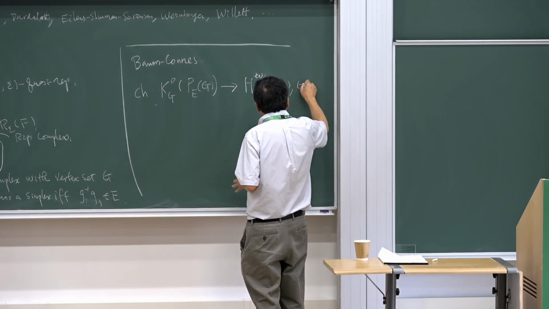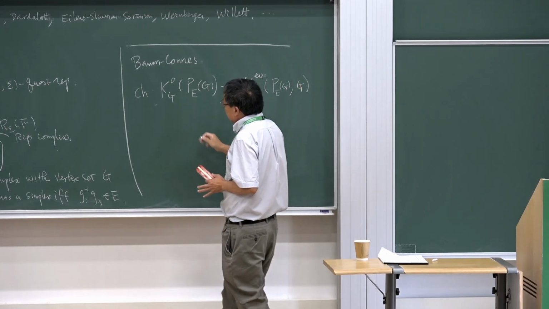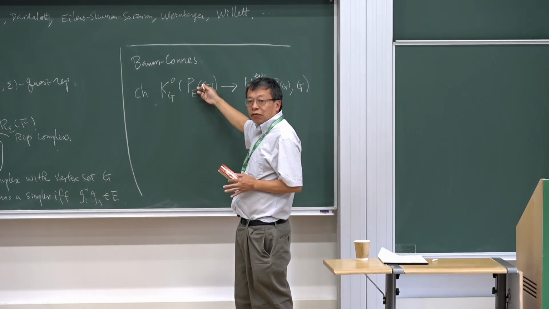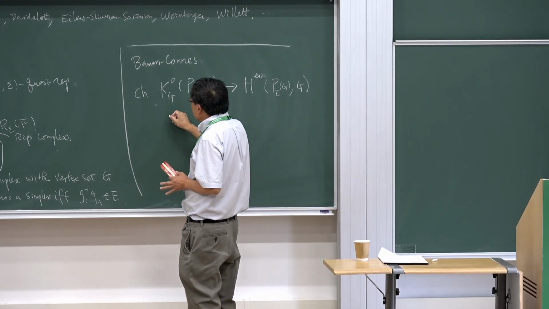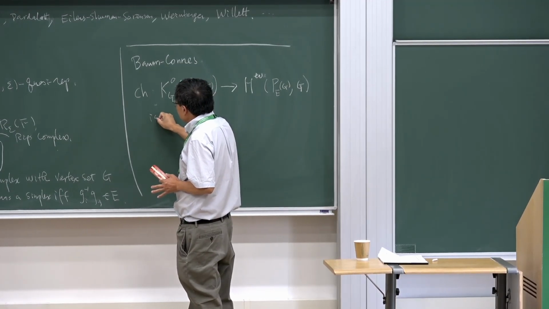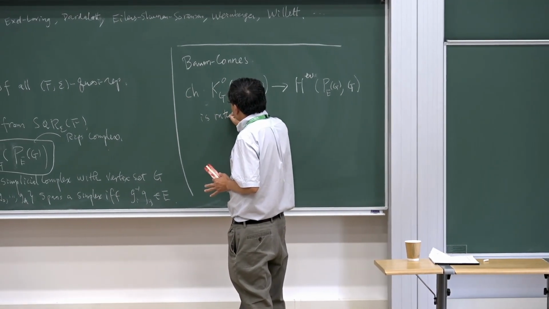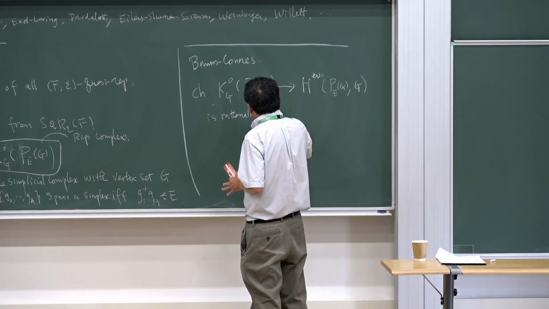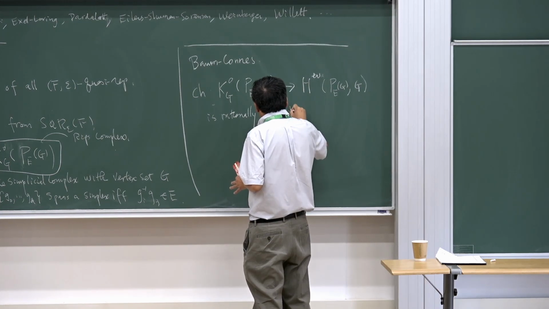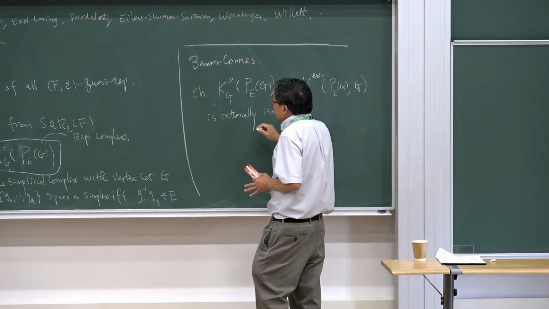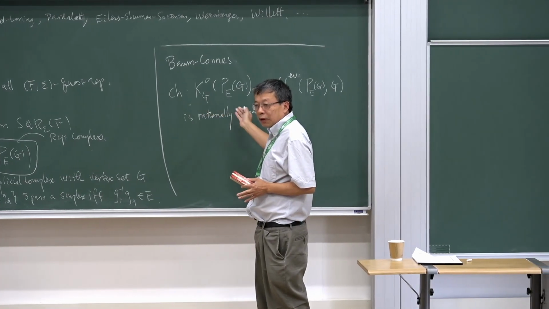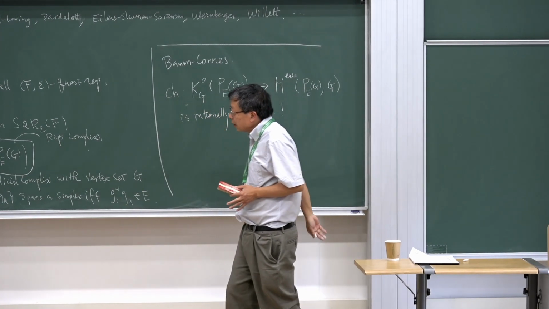Okay, so equivariant homology. This is an explicitly defined map, and it is rationally isomorphic. So I'm just trying to emphasize that, at least rationally, it's very computable. Okay, we know how to compute this.